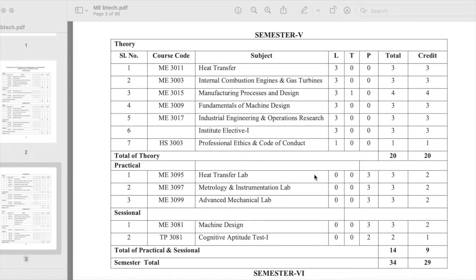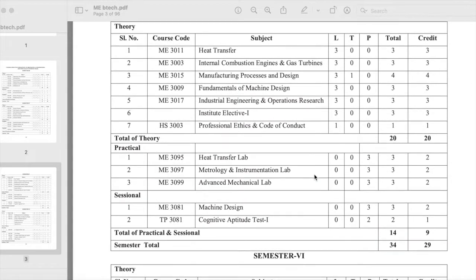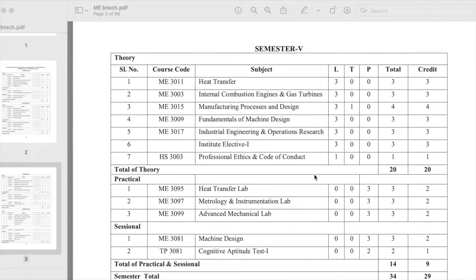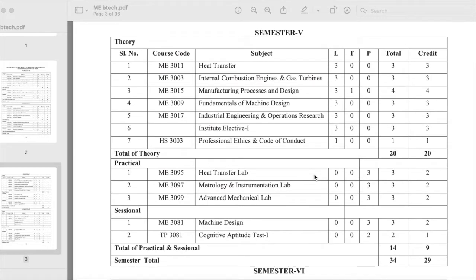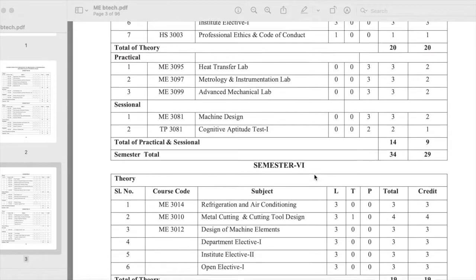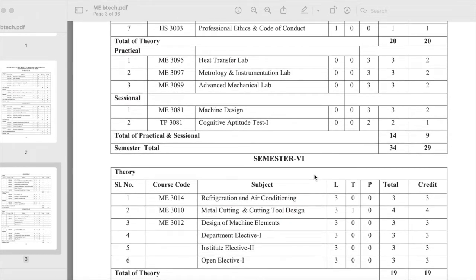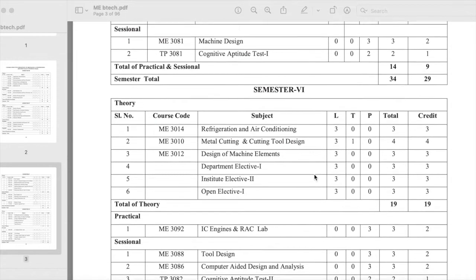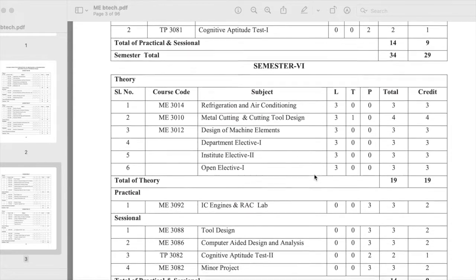5. Now come third year fifth semester. Theory: Heat Transfer, Internal Combustion Engines and Gas, Manufacturing Processes and Design, Fundamentals of Machine Design, Industrial Engineering and Operation, Institute Elective I, Professional Ethics and Code of Conduct. Practical: Heat Transfer Lab, Metrology and Instrumentation Lab, Advanced Mechanical Lab. Sessional: Machine Design, Cognitive Aptitude Test I.